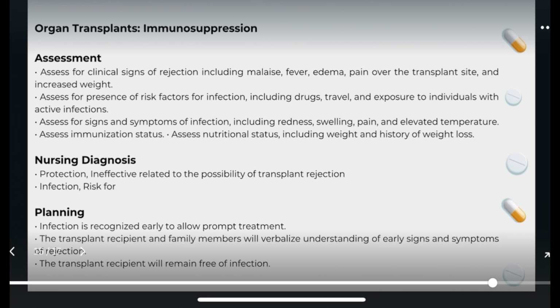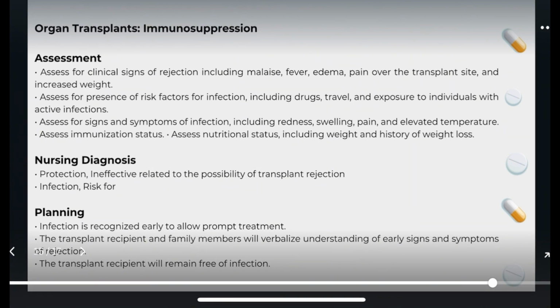For the nursing diagnosis: protection, ineffective, related to the possibility of transplant rejection and risk for infection. Planning: infection is recognized early to allow prompt treatment. The transplant recipient and family members will verbalize understanding of early signs and symptoms of rejection. The transplant recipient will remain free of infection.